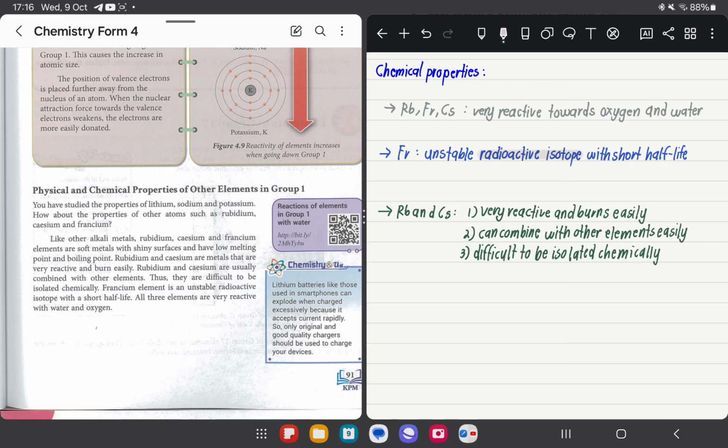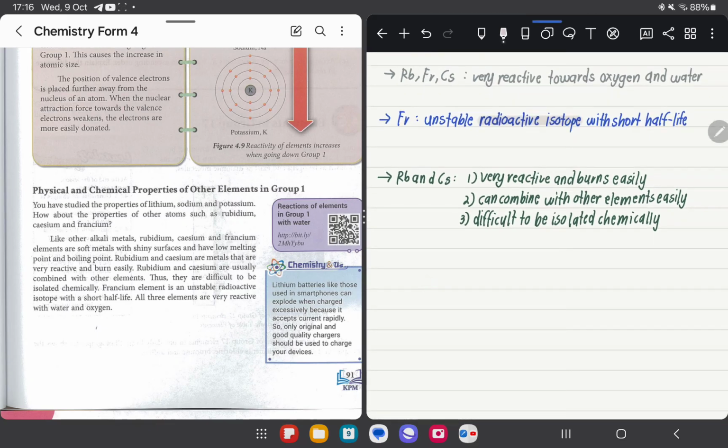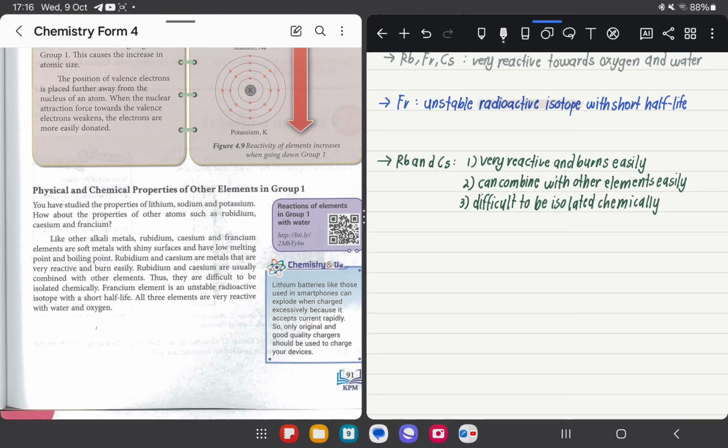Cannot. And then rubidium and cesium themselves are best friends. They are very reactive. We know potassium is also very reactive. When we test with water, oxygen, it burns, it explodes strongly. But rubidium and cesium are even stronger, very very reactive, and they can combine with other elements easily. So when they combine, it's difficult to isolate, right? So that is why we don't learn any application for these fellas.